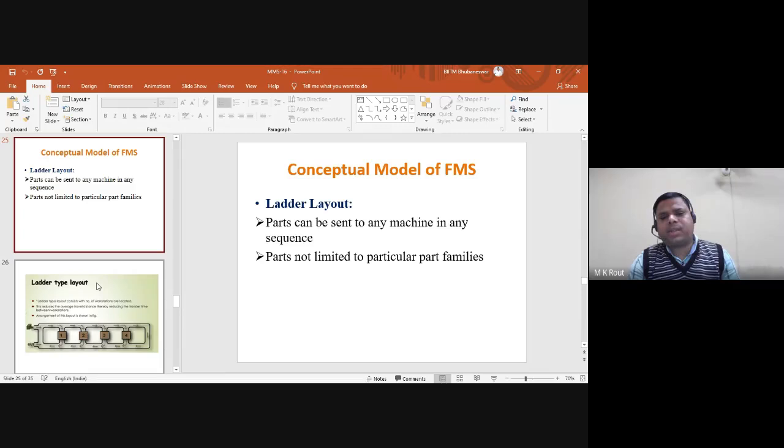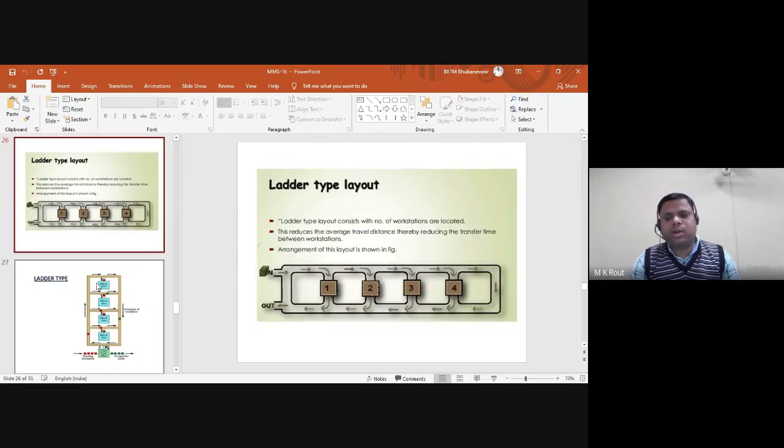The part can be sent to any machine in any sequence, and is not limited to particular part families. So here are the typical features of your ladder type layout model. In the ladder type layout model, a number of workstations are located. As you see in the figure, there are 4 workstations.